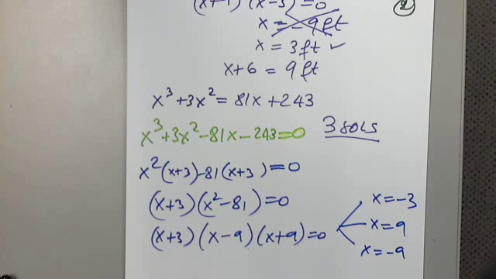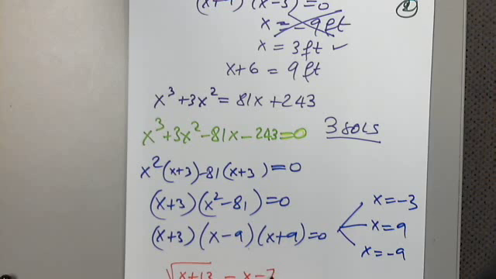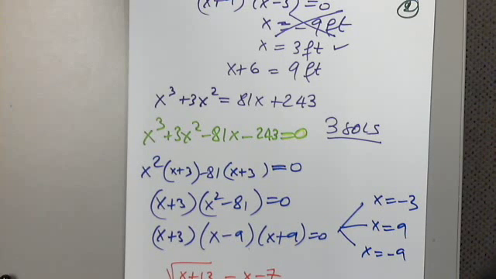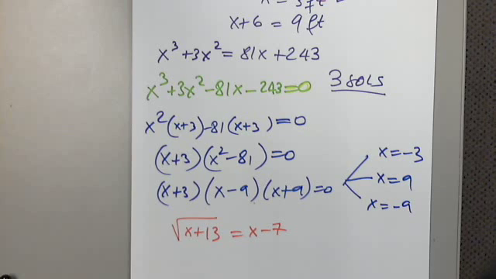Okay. The square root of x plus 13 equals x minus 7. What type of equation is this? Yes, it's a radical equation. Very good. It can be square root or cube root. It's a radical equation. Awesome. What do we do in this case?